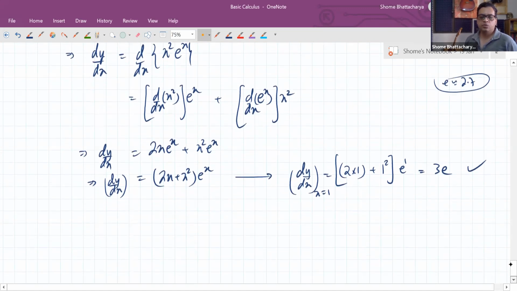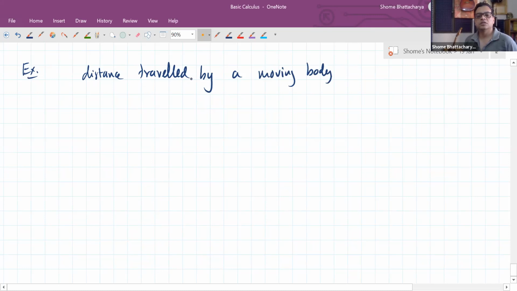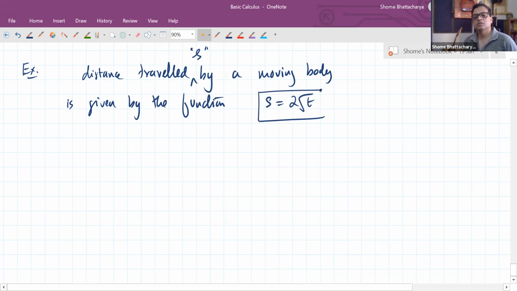Now, let's look at a more practical physics type of application. Let's take a distance and time problem again. The distance traveled by a moving body, given by the symbol S, is given by the function S equal to, let us say, 2 root t, where S is distance in meters and t is time in seconds.